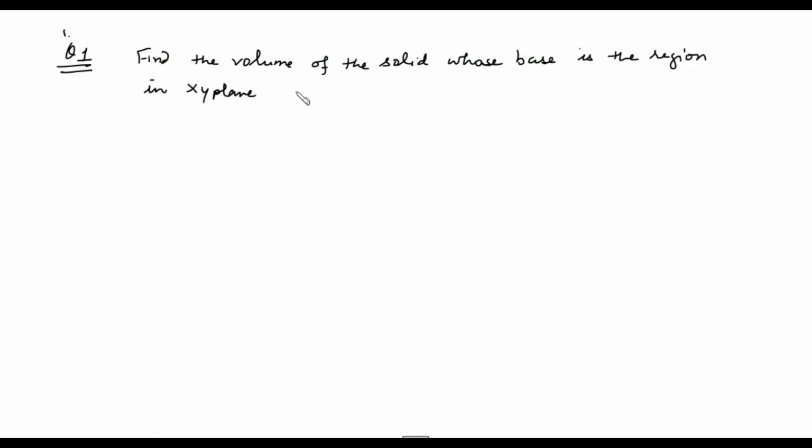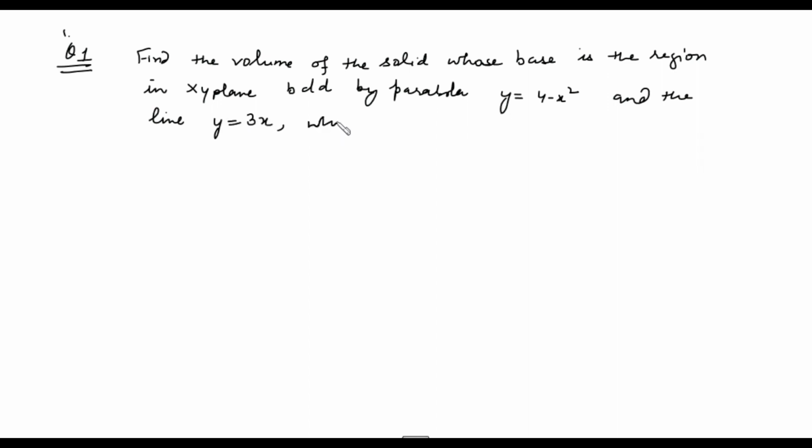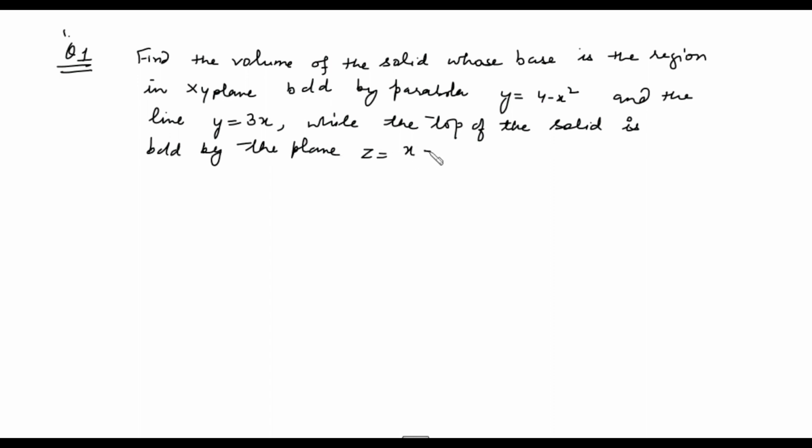Let's suppose we have to find out the volume of the solid whose base is the region in xy plane bounded by a parabola y is equal to 4 minus x square and the line y is equal to 3x, while the top of the solid is bounded by the plane z is equal to x plus 4.